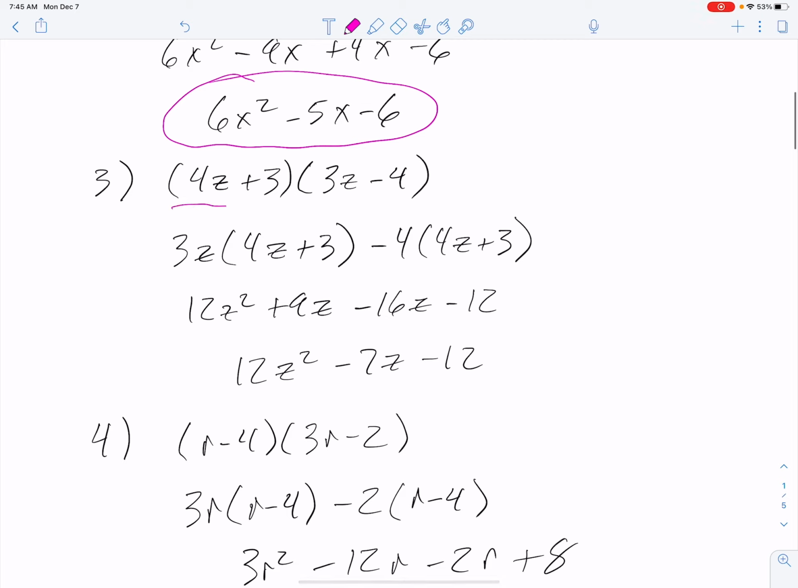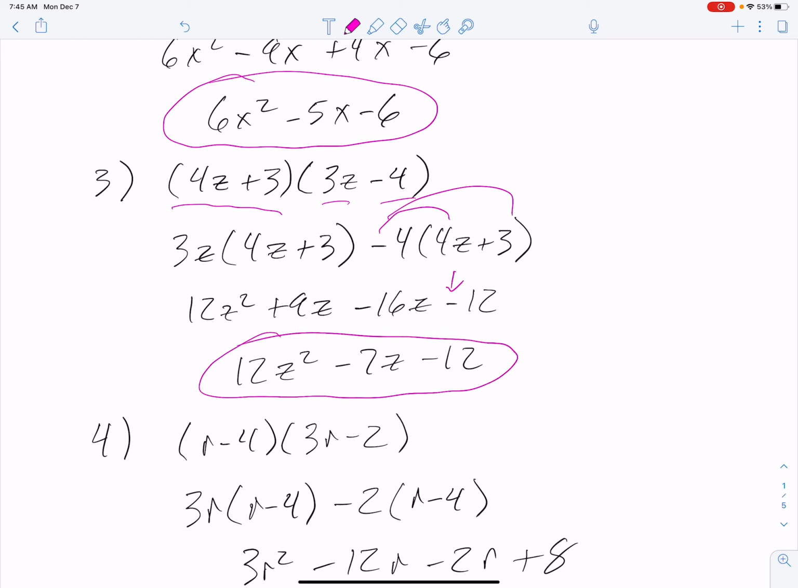Again, it's the idea that I'm distributing 4z plus 3 to 3z minus 4. Again, be careful distributing your negative. Make sure you've got a negative 12. Combine like terms and write in descending order. Again, this is the time that I'm expecting things to really be written in descending order as opposed to when we see multiple variables.